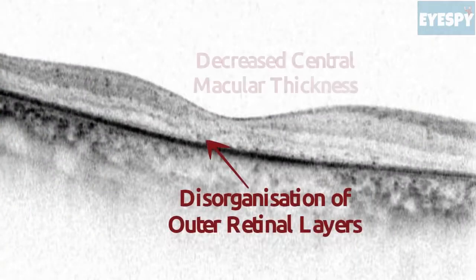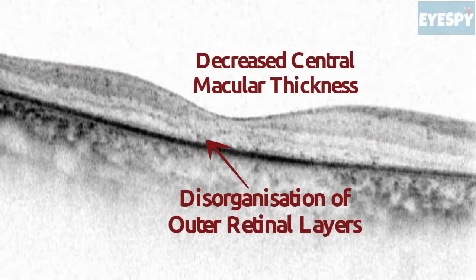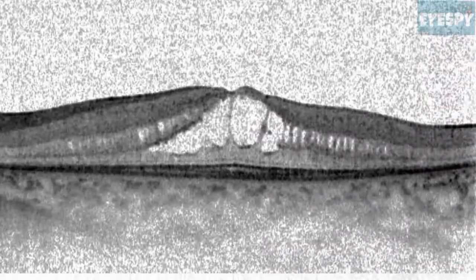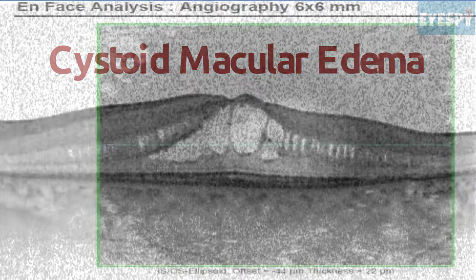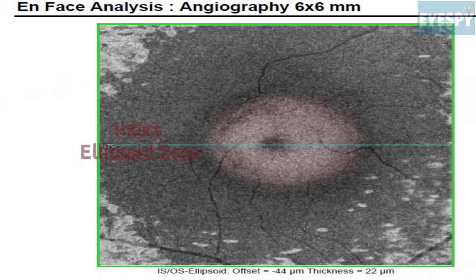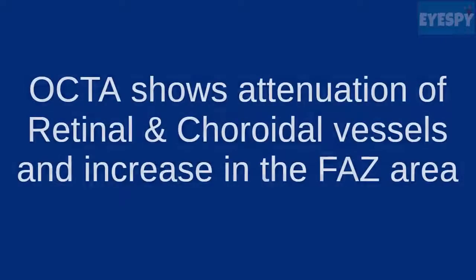As the disease progresses, there is disorganization of outer retinal layers with subsequent decrease in central macular thickness. Other features that may be noted on OCT are cystoid macular edema, epiretinal membrane, vitreomacular traction, and macular hole. The measurement of the ellipsoid zone area on en face OCT can be used for follow-up. Decrease in ellipsoid zone area is a sign of disease progression. OCT may be a useful tool to study progression of RP.